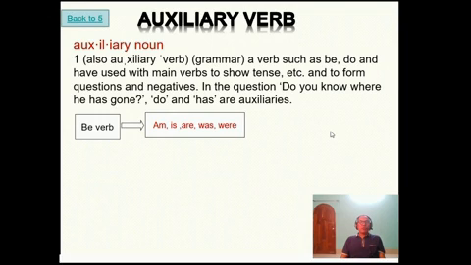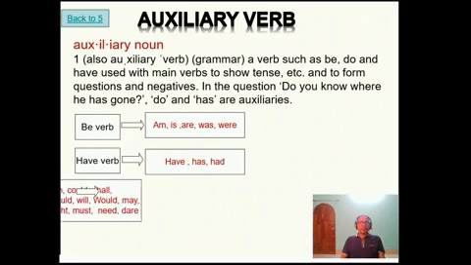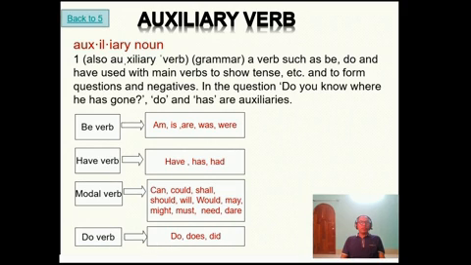Auxiliary verbs are of four types. They are be verb: am, is, are, was, were; have verb: have, has, had; modal verb: can, could, shall, should, will, would, may, might, must, need, dare; and do verb: do, does, and did.